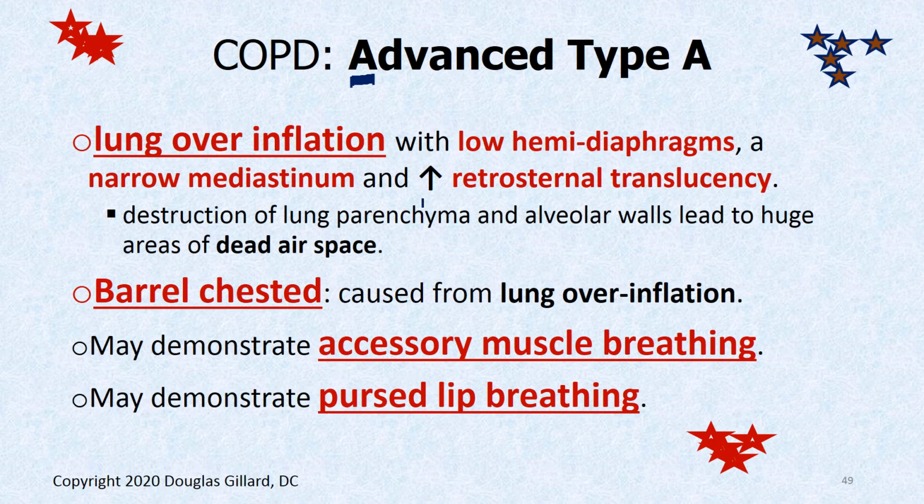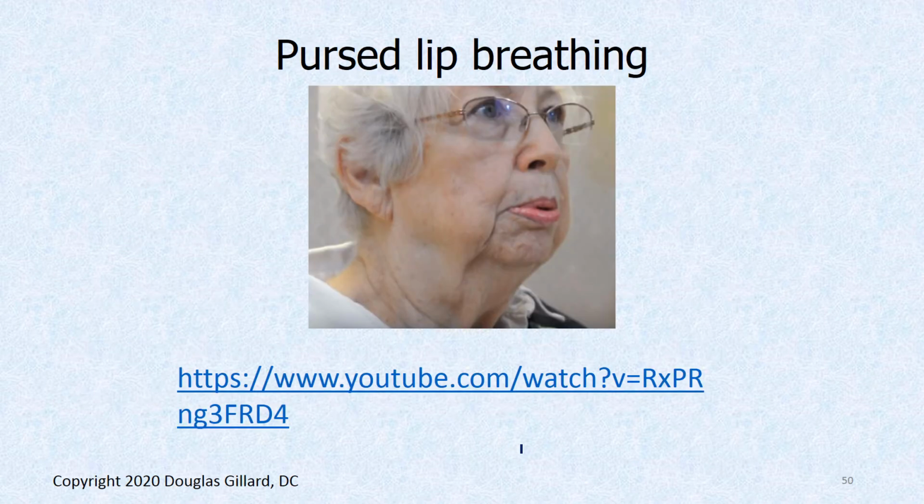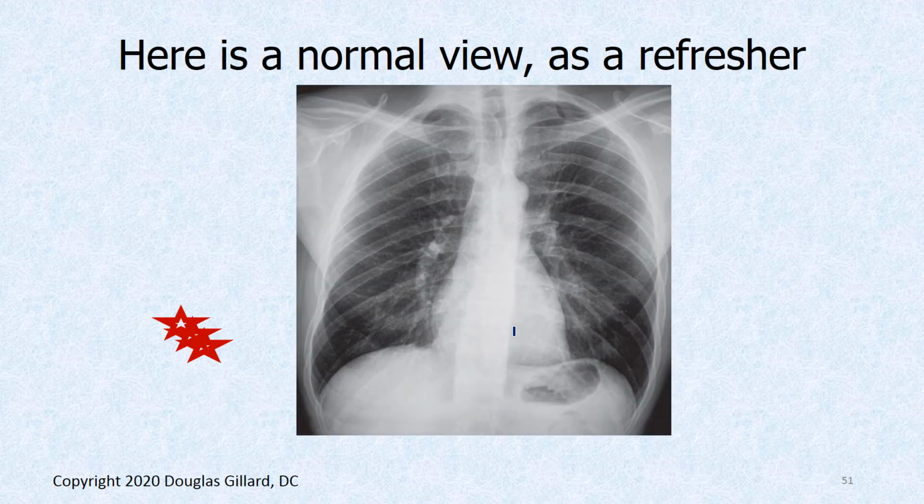They might, in the end phase, demonstrate accessory muscle breathing. I mean, you can see that in both types, really, but they have pursed lips breathing. You can see that in both types, too. That helps equalize the pressure and helps hold the airways open. It's kind of a natural phenomenon. There's a lot of meditation practices that use this pursed lips breathing, so you can watch that on YouTube if you want to see what I'm talking about.